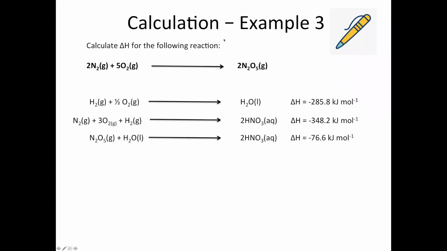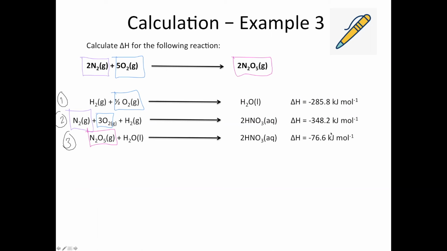We'll go through the target equation again. So N2, it's like a treasure hunt, isn't it? And O2, lots of them. Then we've got N2O5, which is down here. So let's do our manipulating.